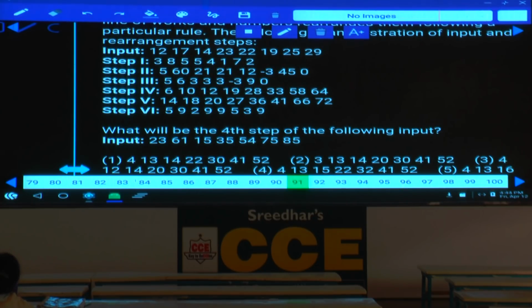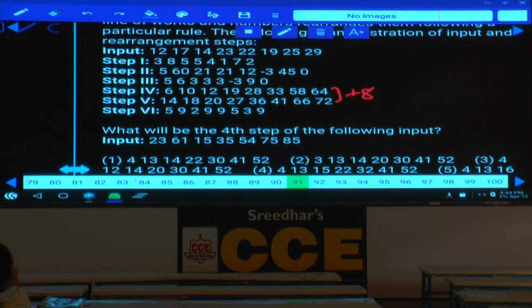Then step 4 to step 5. Now step 4 to step 5, what is the difference between these two numbers? Plus 8. 6 plus 8 is 14. 10 plus 8 is 18. 12 plus 8 is 20, and so on. 8 is added to each of these numbers. Finally, step 5 to step 6, again the sum of the digits. Clear? Hence, out of these 6 steps, there are 3 steps which are based on only the sum of the digits.